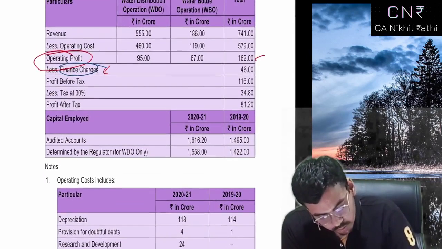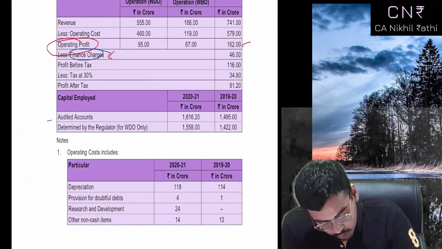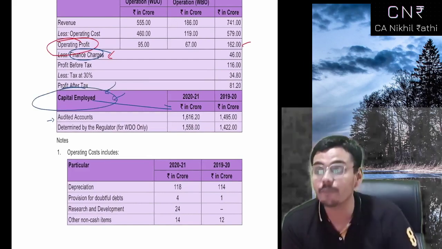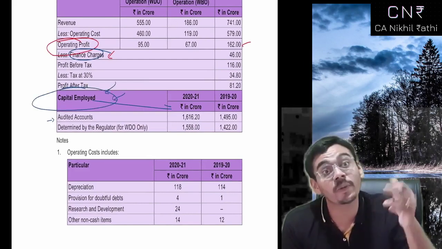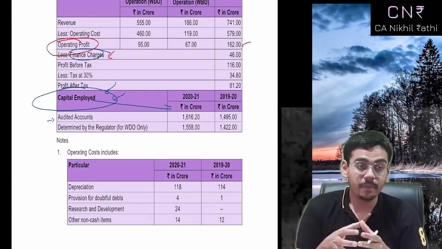Now what is the other? The capital expenditure. Now audited accounts, this is the capital employed. Understand, this is the capital employed, not the capital expenditure. This is the total capital employed. This has nothing to do with our EVA part, please.